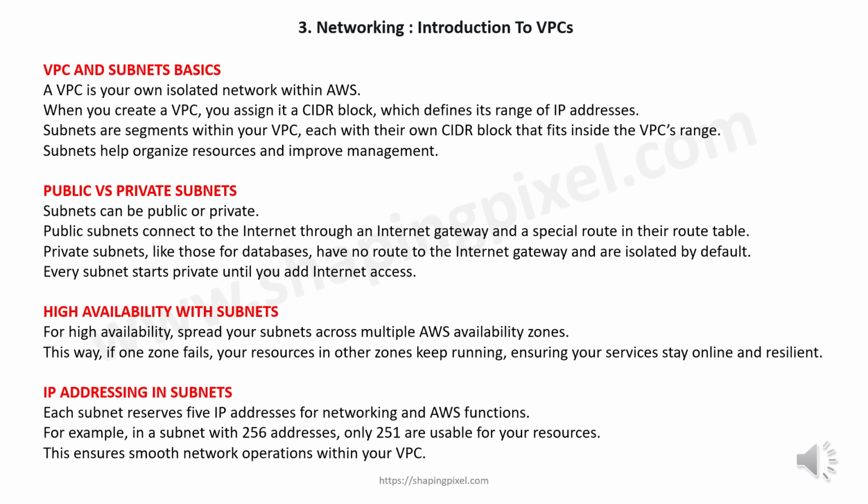Each subnet reserves 5 IP addresses for networking and AWS functions. For example, in a subnet with 256 addresses, only 251 are usable for your resources. This ensures smooth network operations within your VPC.